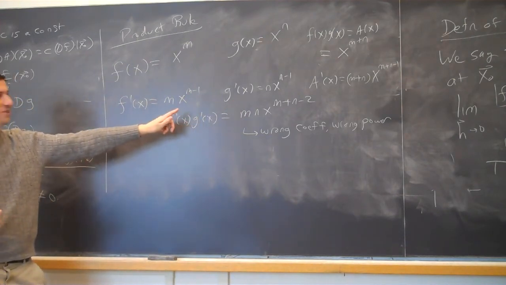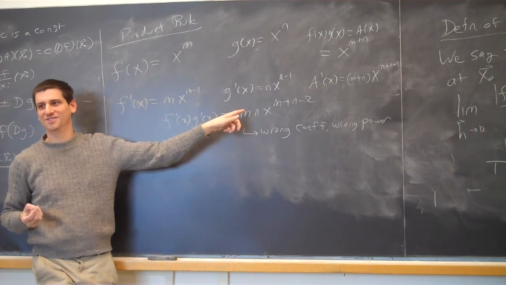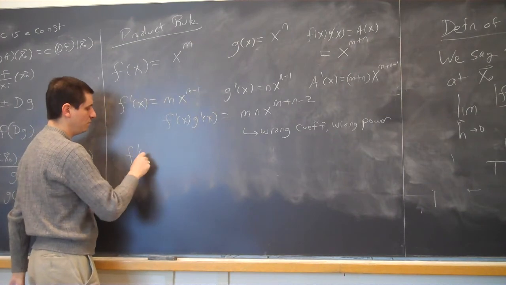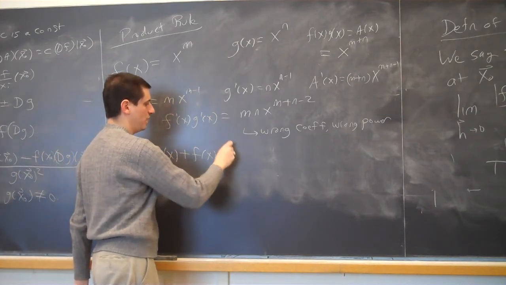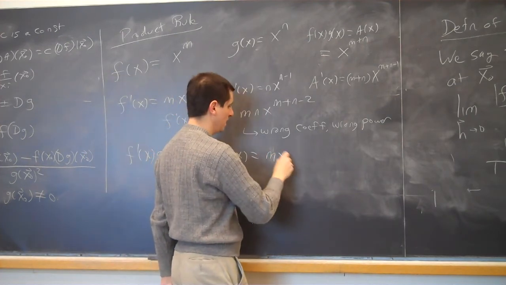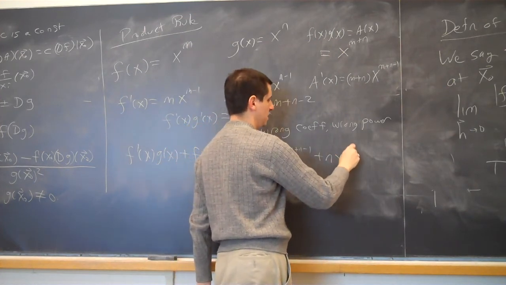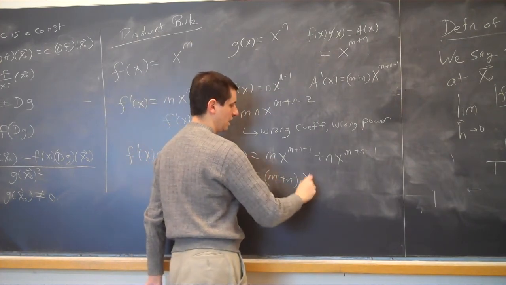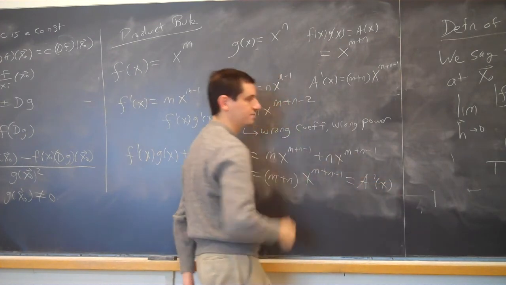That was mine. Okay, so he took f of x times g prime. What did he leave you? g prime times f of x. Yeah, so we noticed that f prime of x times g of x, plus f of x times g prime of x is going to be, let's see, f prime is m x to the m plus n minus 1, plus n x to the m plus n minus 1, combining (m plus n) x to the m plus n minus 1, which is a prime of x.